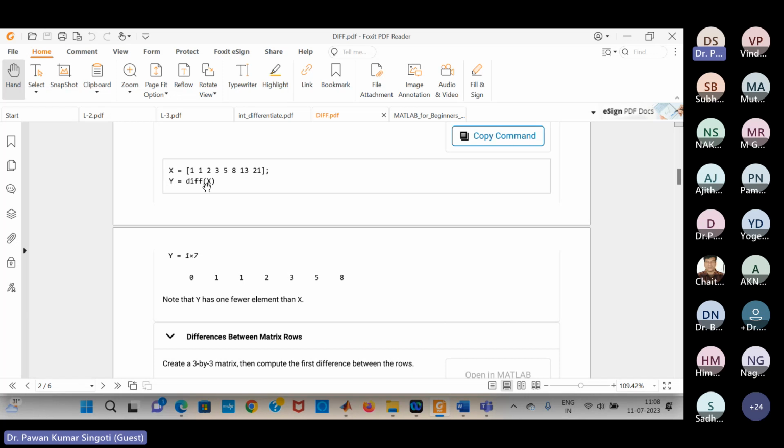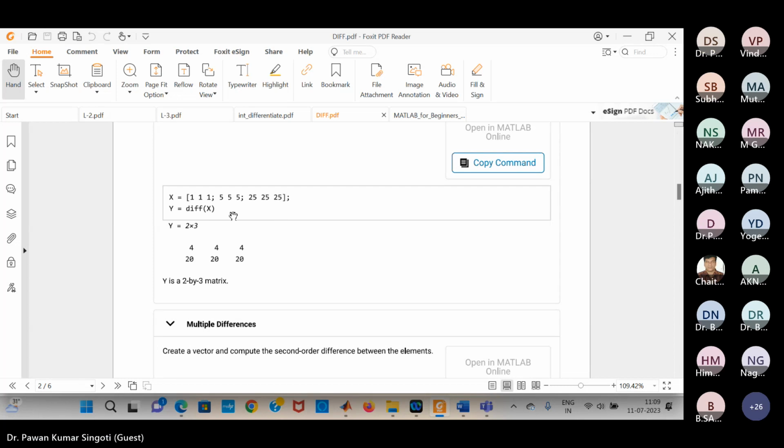Diff x: what is it doing? 1 minus 1 is 0, 2 minus 1 is 1, 3 minus 2 is 1, 5 minus 3 is 2, 8 minus 5 is 3, 13 minus 8 is 5, and 21 minus 13 is 8. That is the y matrix. Now y has one fewer element than x because it is differentiated. Suppose eight elements are available here, but you can see this is only a 1 by 7 matrix.